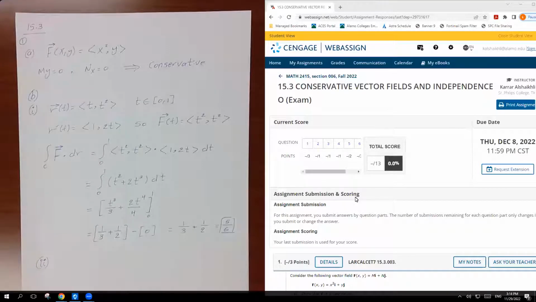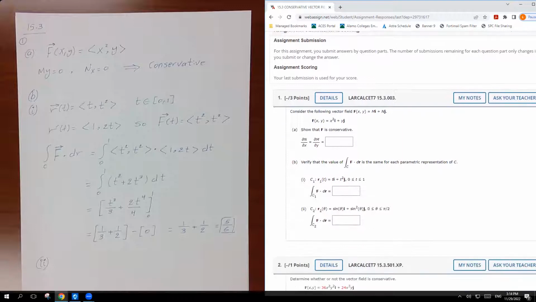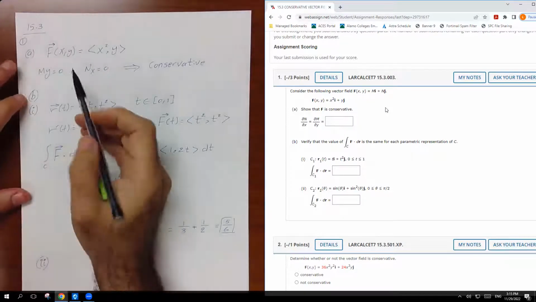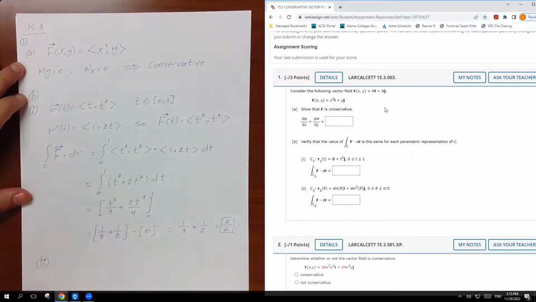Let's start with section 15.3, conservative vectors, fields, and independence. For the first question, they ask you to consider the following vector fields, F(x,y), which is M i and N j. Here's our vector, x squared i plus y j. Show that F is conservative. I write it down in component form.